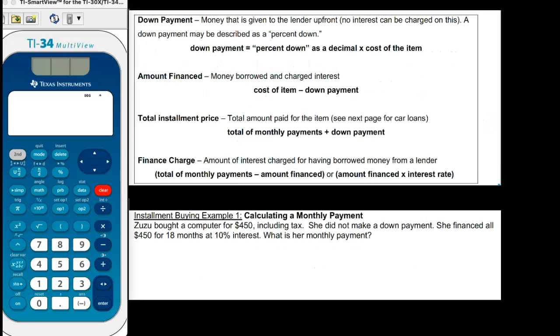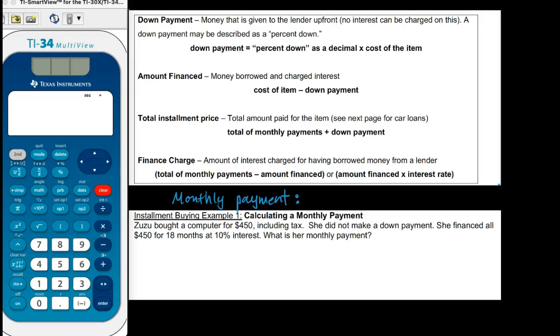In installment buying example 1, Zuzu bought a computer for $450, including tax. So that means we don't have to calculate the tax. She did not make a down payment. She financed all $450 for 18 months at 10% interest. What is her monthly payment? In order to find the monthly payment, we need to figure out the amount financed. I'm just going to write down monthly payment. I've got some formulas in this box above that can be helpful. This doesn't actually include how you could calculate monthly payment, so I'm going to write that here.